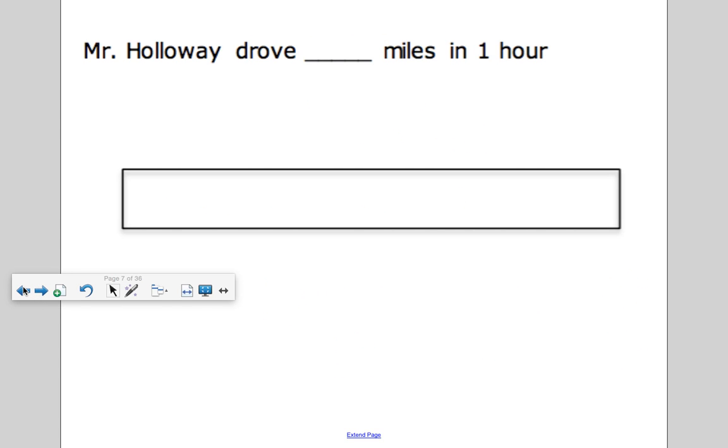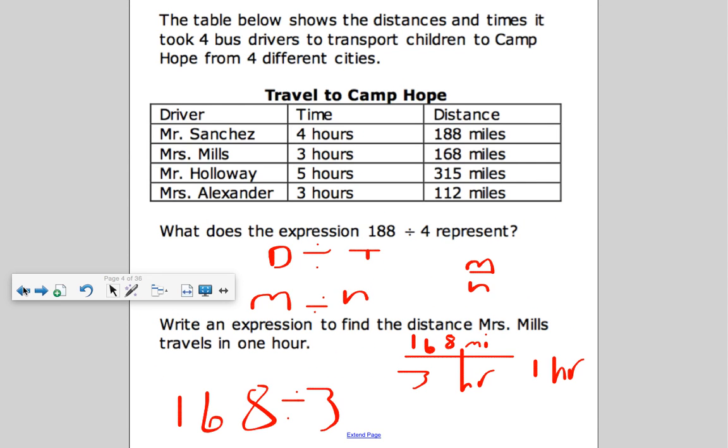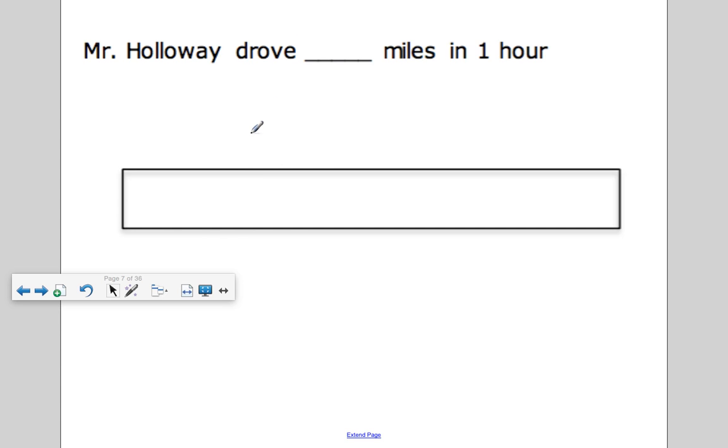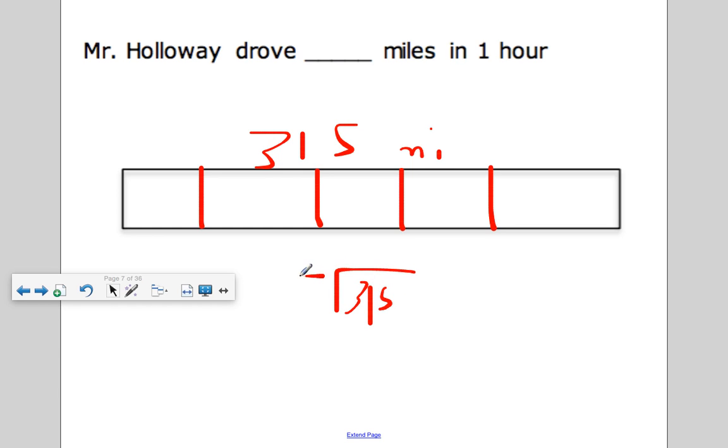Now, Mr. Holloway drove blank miles in 1 hour. So Mr. Holloway drove 315 miles. I believe it said 5 hours. So let's divide this into 5 sections. 1, 2, 3, 4, 5. So I need to break the 315 into how many groups? 5 groups, because I have 5 sections.